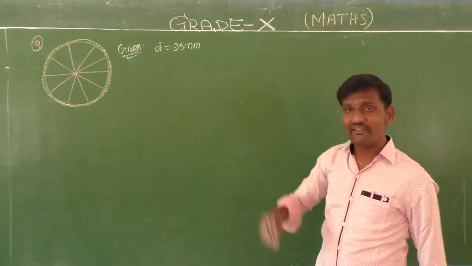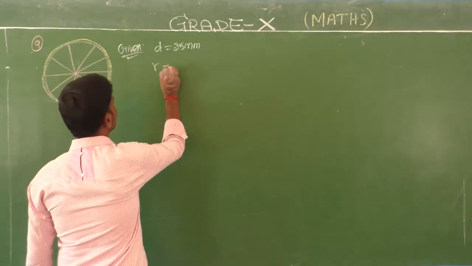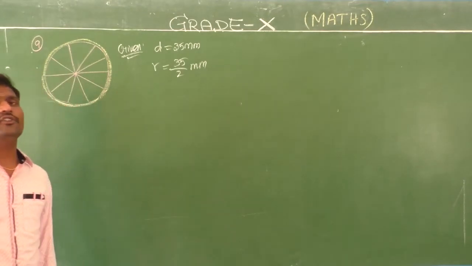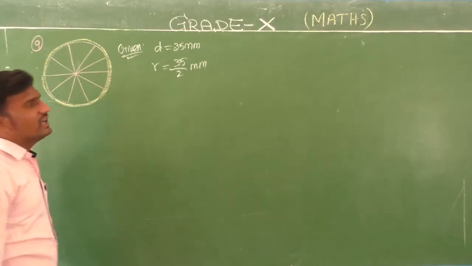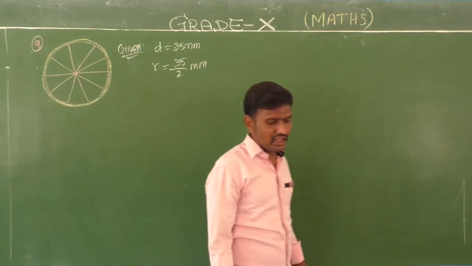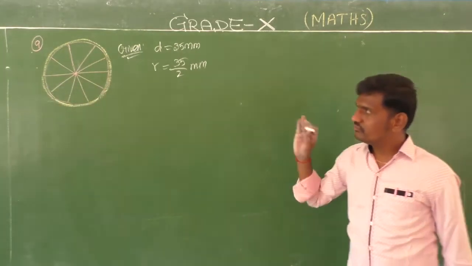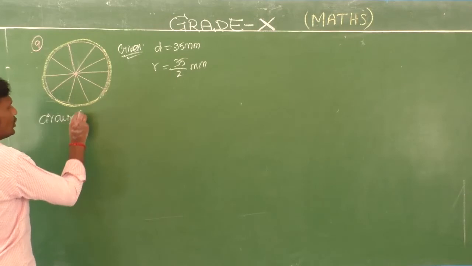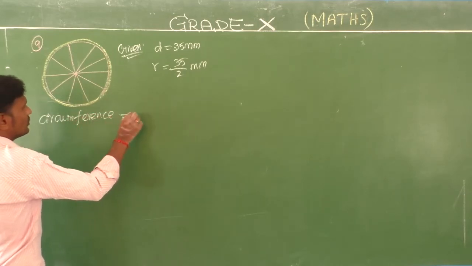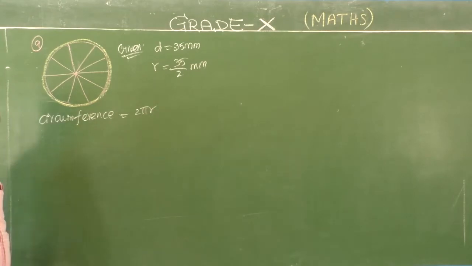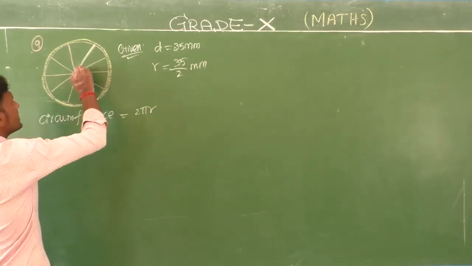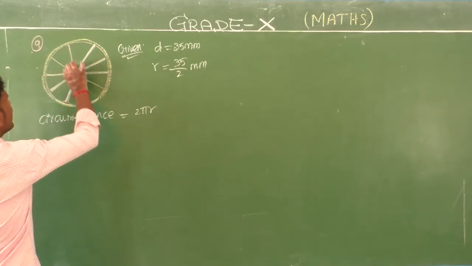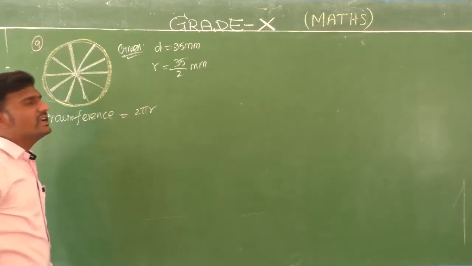So first you have a diameter. Now the radius equals 35 divided by 2 millimeter, or otherwise take 17.5 millimeter. Yes, student. Now I am going to find the circumference. You have the circumference formula. Do you know, student? Yes, the circumference is equal to 2 pi r. One sector I am going to find out. Totally how many sectors are available? 1, 2, 3, 4, 5, 6, 7, 8, 9, 10 sectors. Equally 10 sectors.